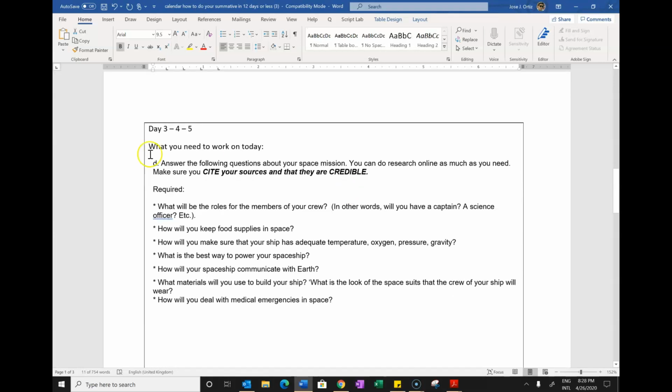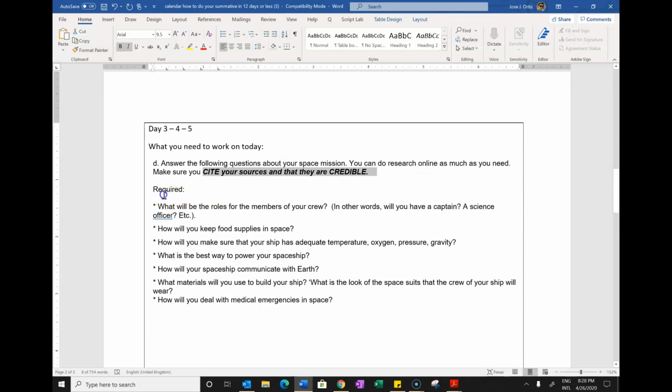Day number 3. Actually, I said this one for days 3, 4, and 5, but you can probably do it less. What you need to do now is you answer the following questions about your space mission. You can do research online as much as you need, as long as you cite your sources and make sure that your sources are credible. That's really important. If you visit a website, say NASA, etc., and on a particular link you find information that you can use, cite it. It's really important that you get used to this.